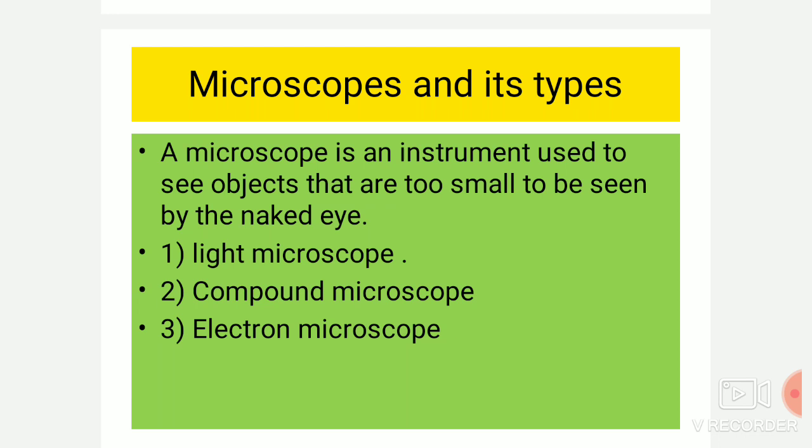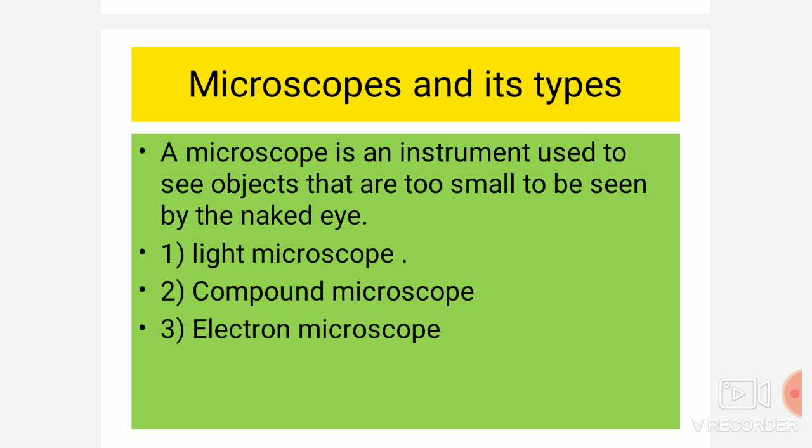Light microscope: this was the first microscope, used by Robert Hooke to find out the structure of the cell, and with the help of this only he discovered the structure of the cell. Next, the compound microscope. Today we use the compound microscope. It is a little more complicated than the light microscope, and it also gives a fine structure of a small organism or a cell.